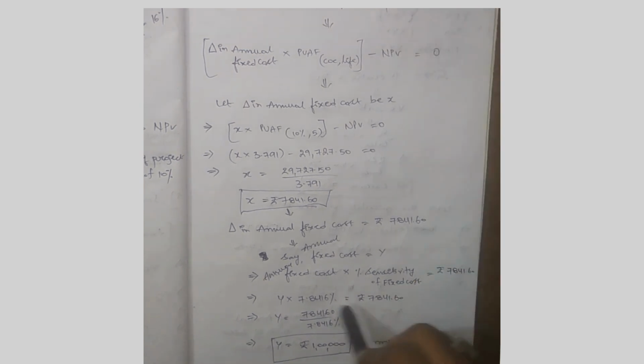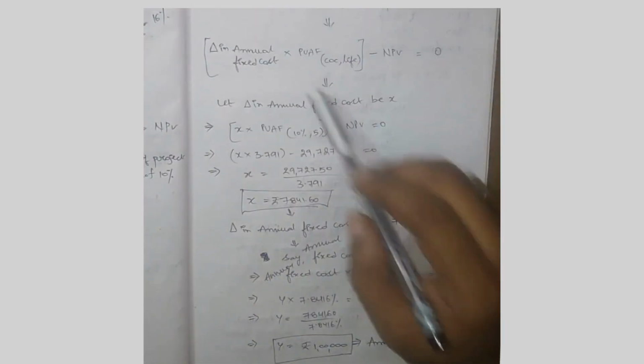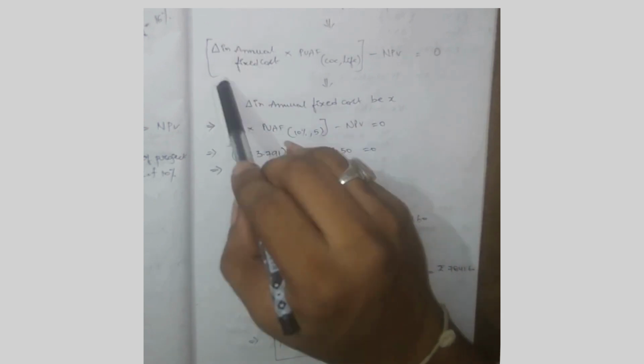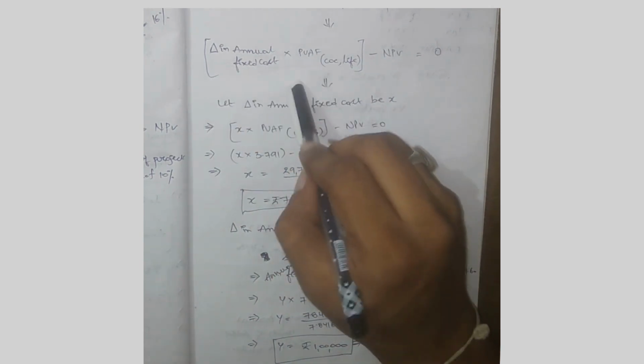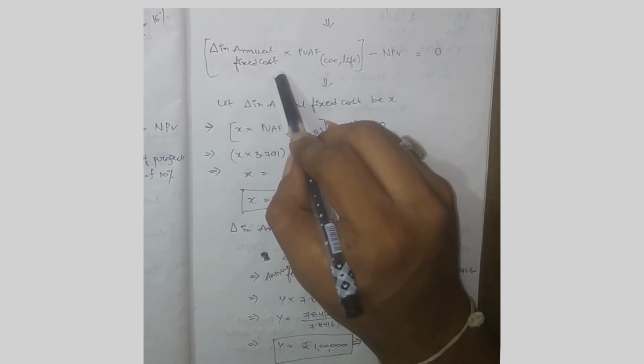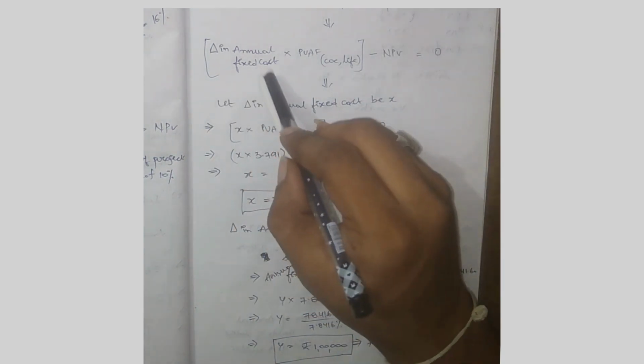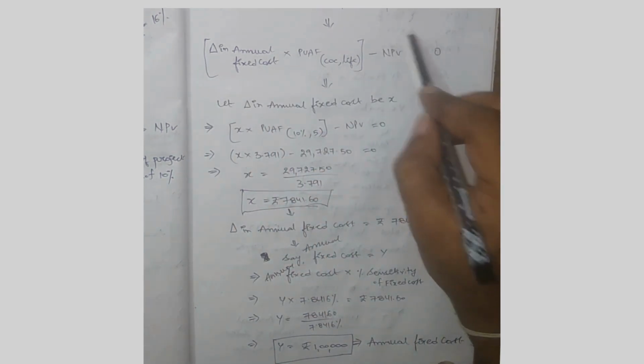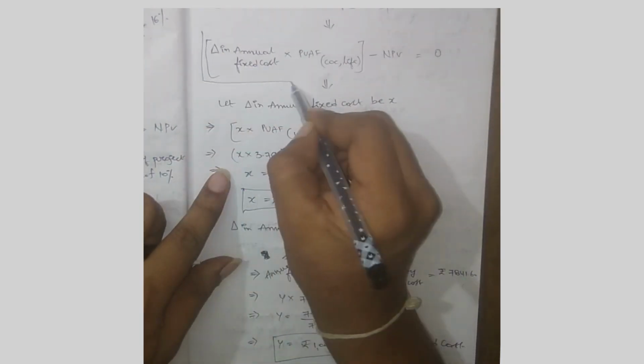So the main key point here to calculate annual fixed cost is that the change in fixed cost is occurring in annual terms. That's why we have to consider the change in annual fixed cost with the annuity factor. If you consider only the part in brackets, it gives the present value of change in annual fixed cost, and we are comparing this present value of change in annual fixed cost with NPV. That will be 0. So thus the framing of this equation is done. The key point in this part is this.